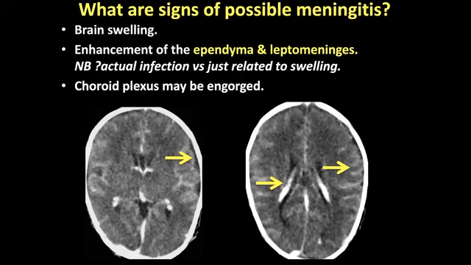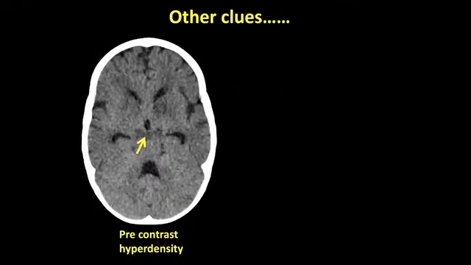You can get enhancement of the ependyma or the leptomeninges, but that is not diagnostic of meningitis, because we know that even in patients that have got swollen brains related to having had seizures, they can have some leptomeningeal enhancement because of the edema. And the other thing to look for is some engorgement of the choroid plexus.